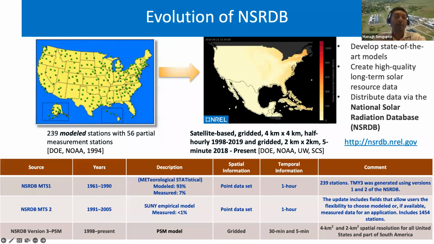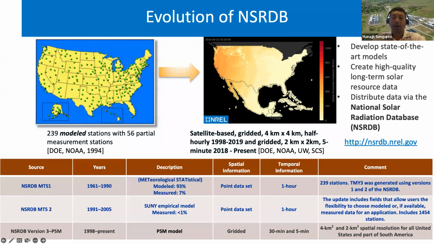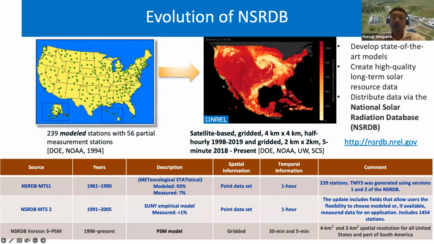Then, as our goal is to provide state-of-the-art data sets for research, we moved over to the satellite era, and what we currently have is a data set which goes from 1998 to 2021. Our satellite was originally 4 kilometer by 4 kilometer, half hourly. And currently our newest generation satellite is now 2 kilometer by 2 kilometer, 5 minute. And the data sets we make available from the NSRDB are at the satellite resolution.